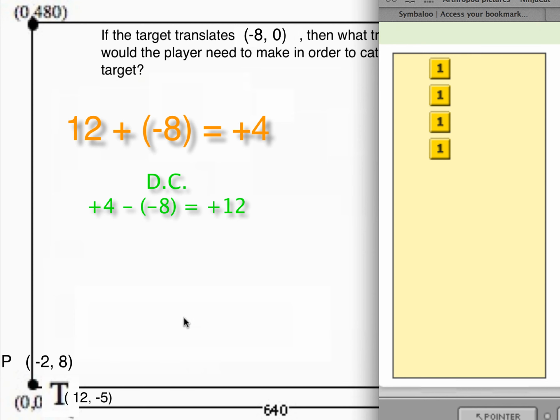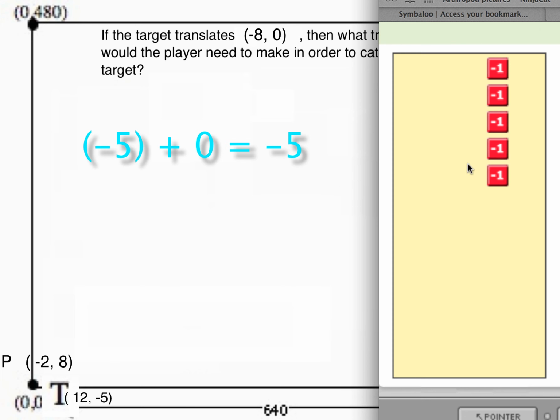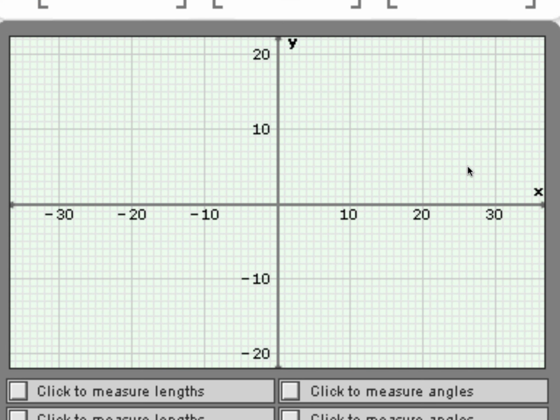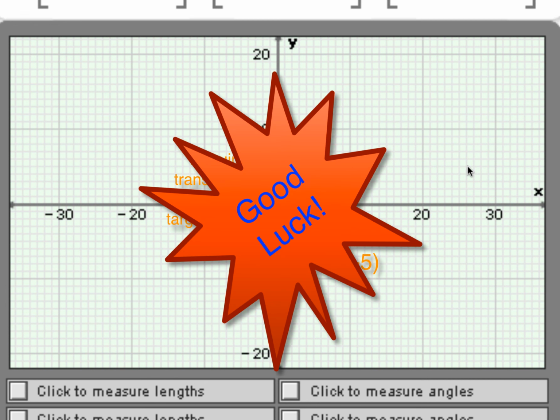And then the y would be -5 plus 0, which is -5. So straightforward. Now what we need to do is represent the location of the target image by applying the translation, represent the position of the player, and then represent the translation required to move the player to the target image position.